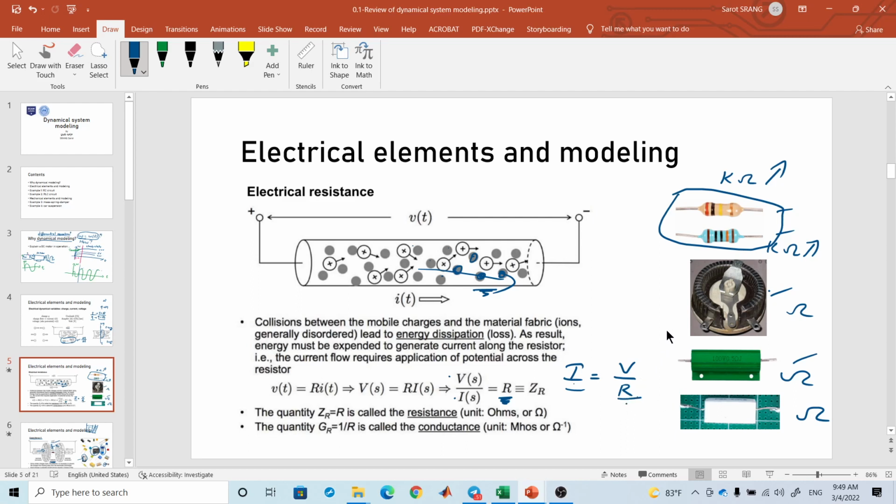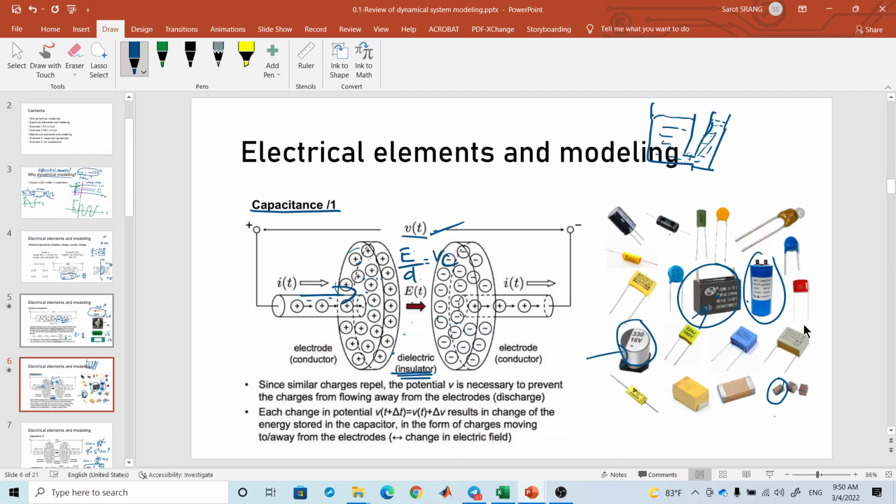Okay, very simple. And there are different types of resistors. Their appearance also reflects the value of resistance. This one is kilo ohms or higher. The scale is kilo ohm. This one is on the scale of ohms. This one also. This one as well.